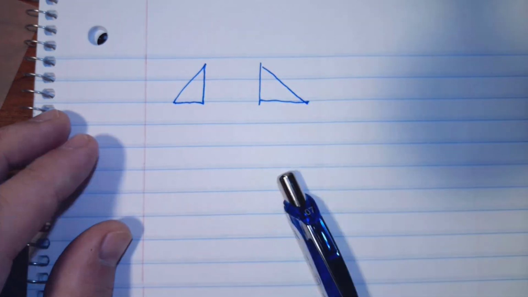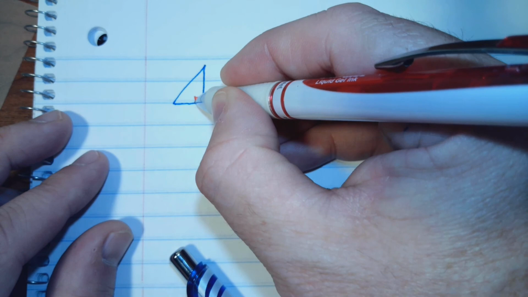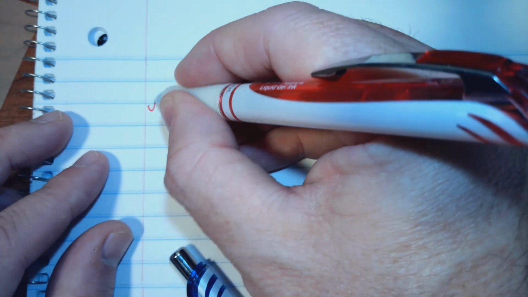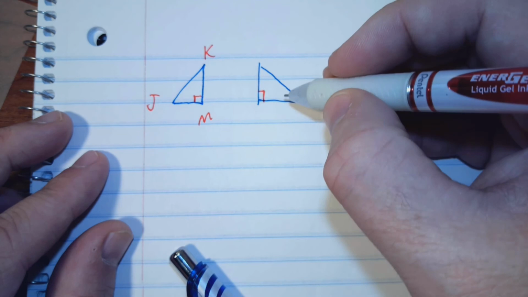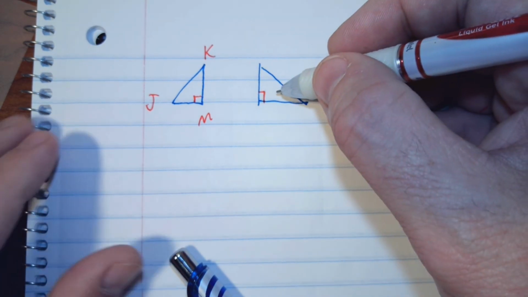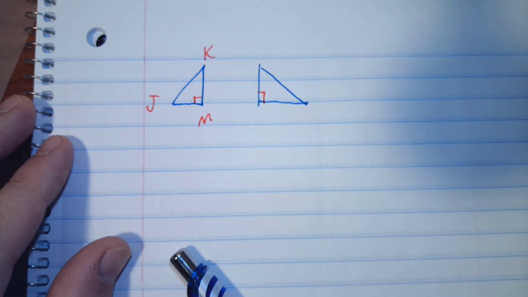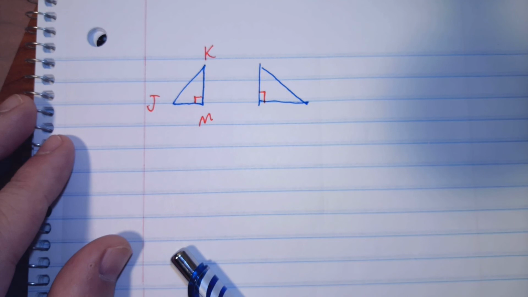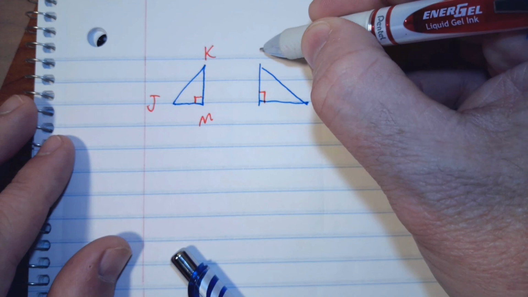Okay, I'm going to put my right angles here and here, and I'm going to label. This is J, this is M, this is K. And I'm supposed to solve the triangles. Let's see what they want. I'll have to look in the very back of the book to make sure that this is what they want.